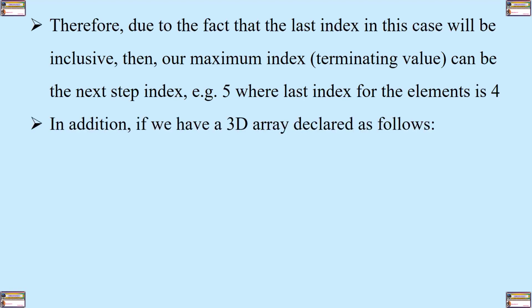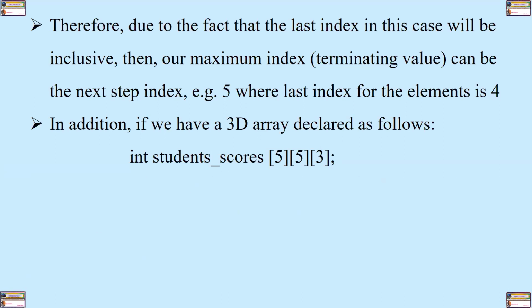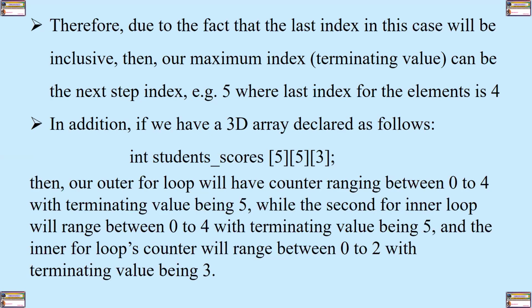In addition, if you have a three-dimensional array declared, for example, as follows, then our outer for loop will have a counter of 0 to 4, being terminated by 5. The inner one will be 0 to 4, being terminated by 5. And the innermost one, the third one, will be 0 to 2, being terminated by 3. Very important and very easy for you as a student to remember.